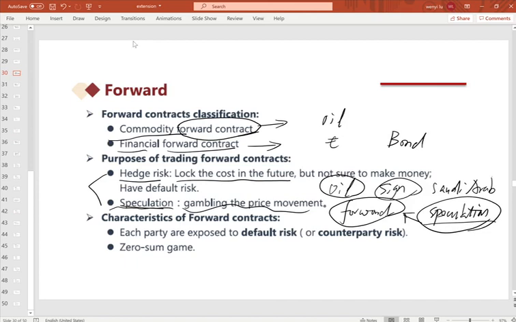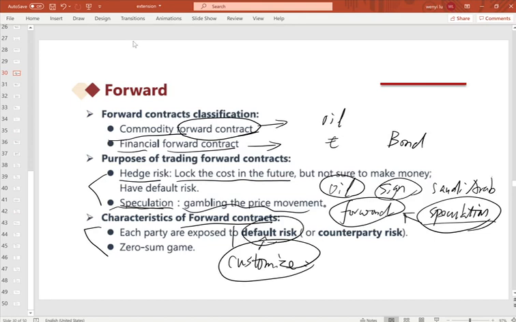What are the features of the forward contract? There are two features. The first one is that the forward contract is signed individually. It means the two parties can customize the contract. They can specify how much they want to deliver, what the price is, what the quality is, and what the quantity is. So it is an individualized contract. It means the parties in the future will be under no regulation, so they can default.